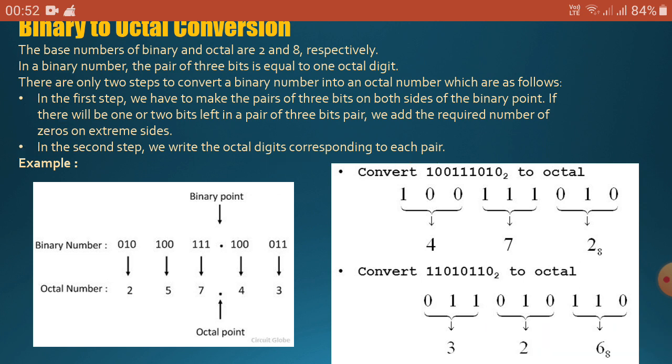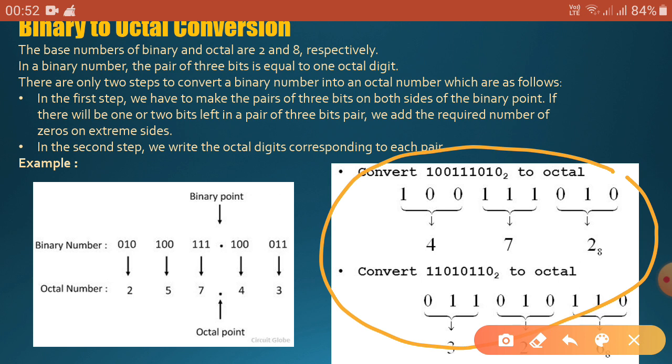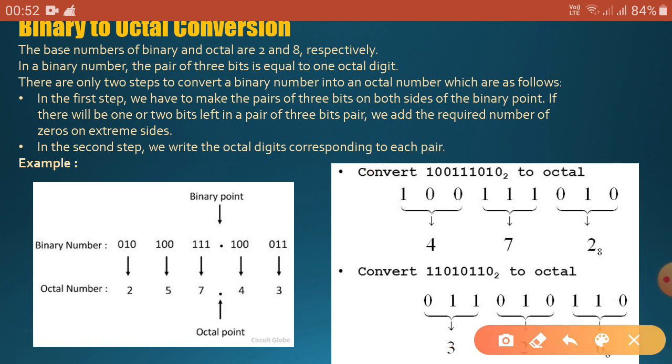Suppose, look at the example. What is the example? You are taking it first. Number 1, convert 100111010 into octal number system. So we have to make the pair of 3 bits to make it in the octal conversion.